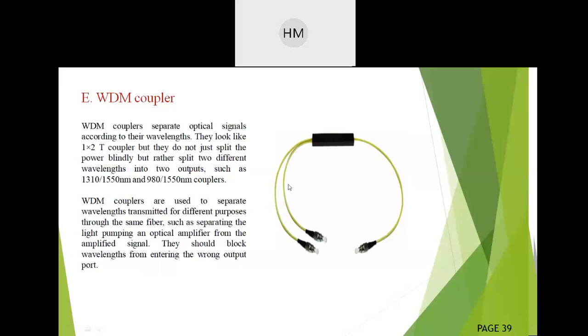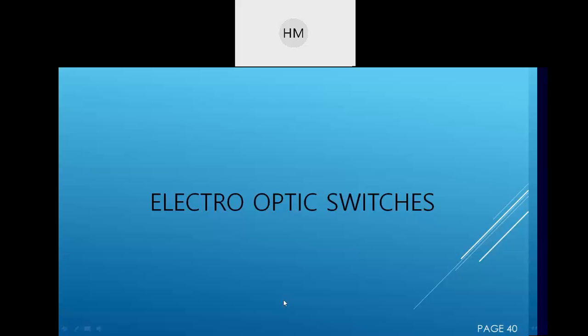WDM couplers are used to separate wavelengths transmitted for different purposes on the same fiber, such as separating the light pumping an optical amplifier from the amplified signal. They should block wavelengths from entering the wrong output port. So this is the WDM coupler.